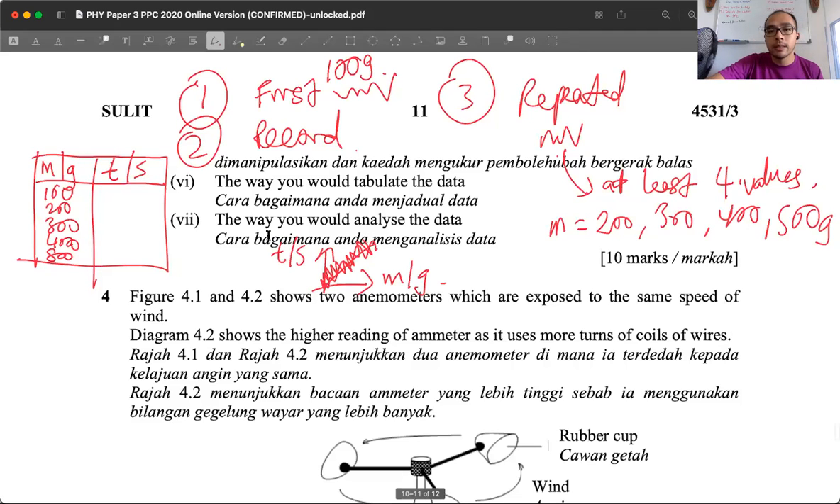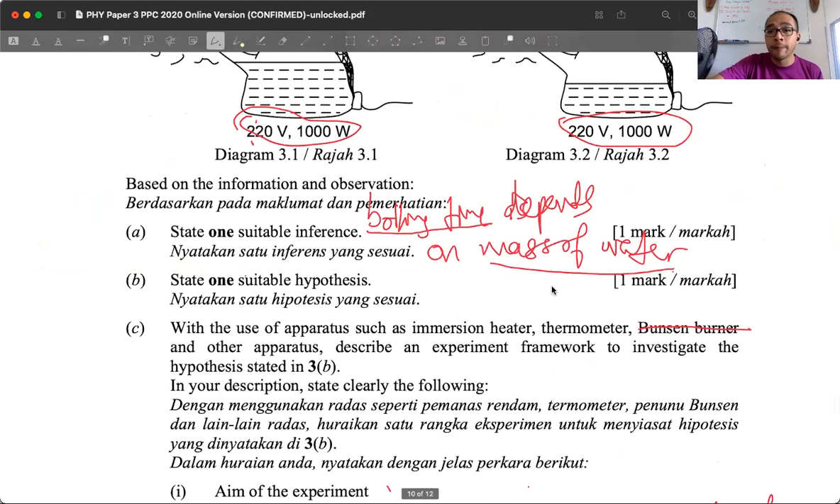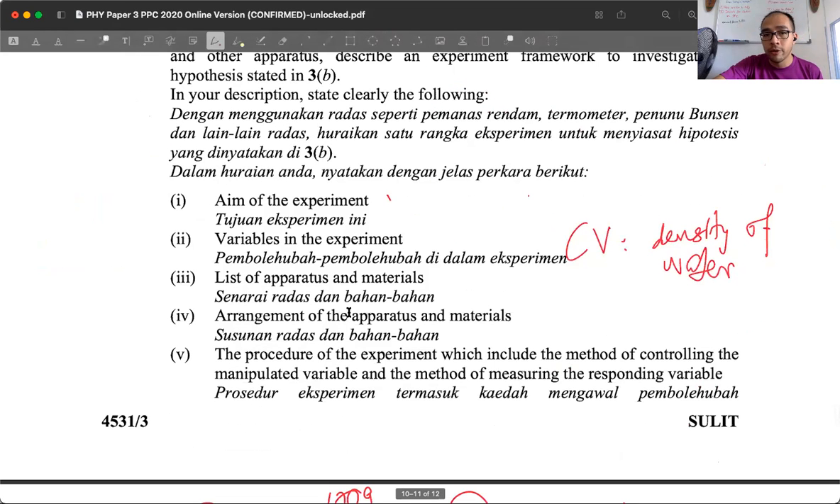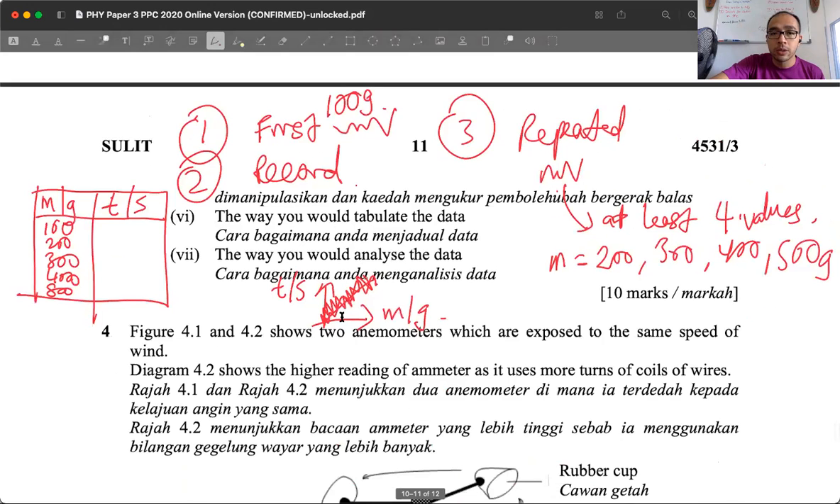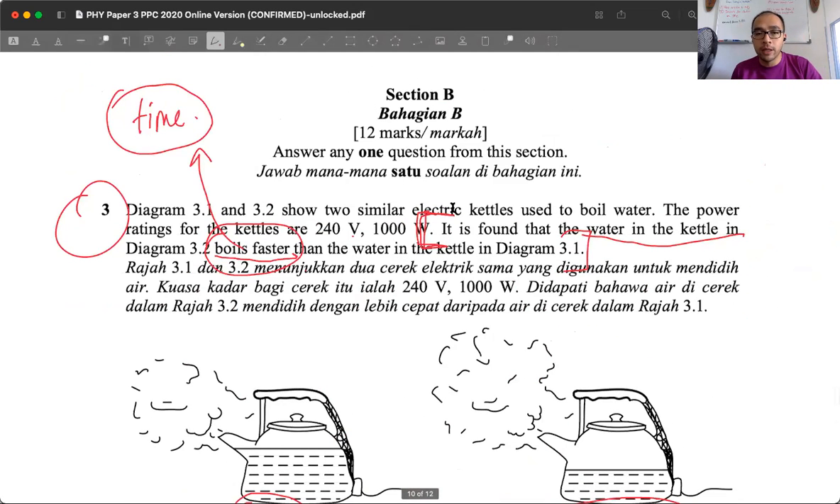So most people that answered this question, you were wrong from the beginning. Okay, so you were wrong from the beginning. Most of you would have only gotten marks because of the list of apparatus and the arrangement of apparatus. Okay, so please take note. I suspect that the reason why you got it wrong is because you failed to notice this.